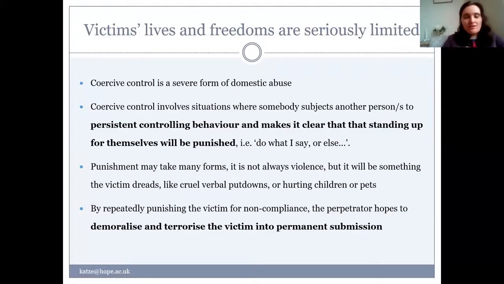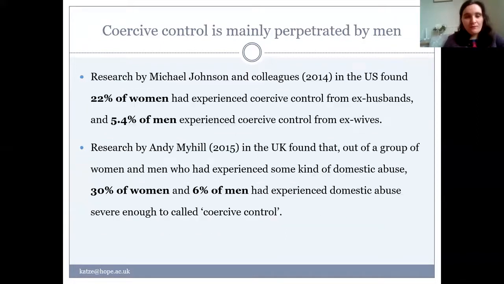And when perpetrators threaten punishment, this may take many forms. It might be violence, but it's not always violence. But it will be something that they know that the victim dreads, like cruel verbal put-downs, or hurting children or pets. By repeatedly punishing the victim for non-compliance, the perpetrator hopes to demoralize and terrorize the victim into a state of permanent submission. And that's what the perpetrator is aiming for.